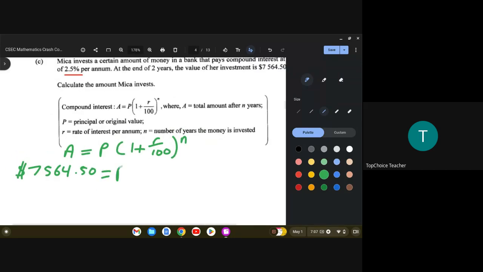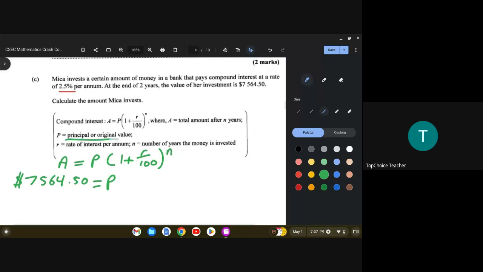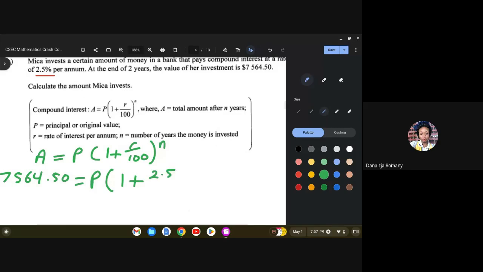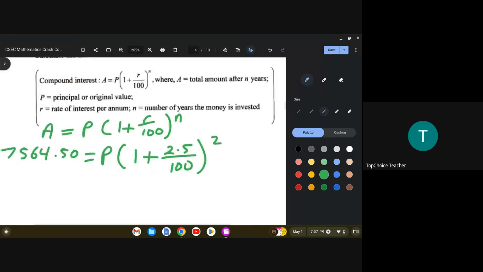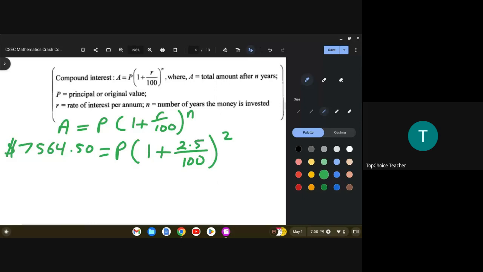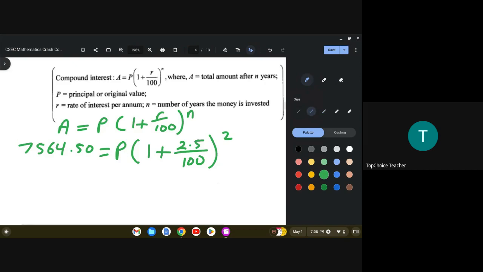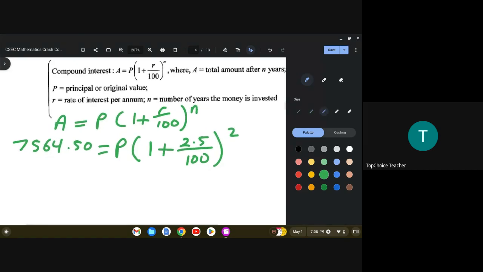What we're trying to find is P, because P is the principal or the original value, and they want us to calculate the amount she invests. They want us to find P. Open bracket, 1 plus, you all were correct with your rate. The rate was what? 2.5. Very good. Over 100. Close bracket. N was 2. So how many unknowns do we have in this equation? I'm taking off the dollar sign. How many variables do we have here? Just one. So this should be very easy to solve.